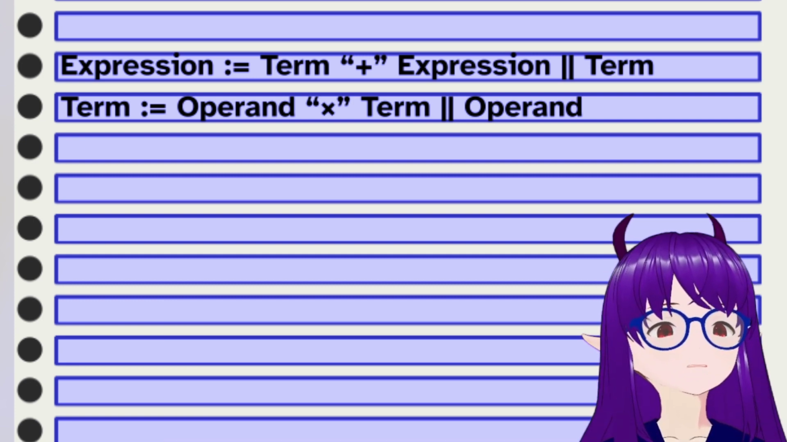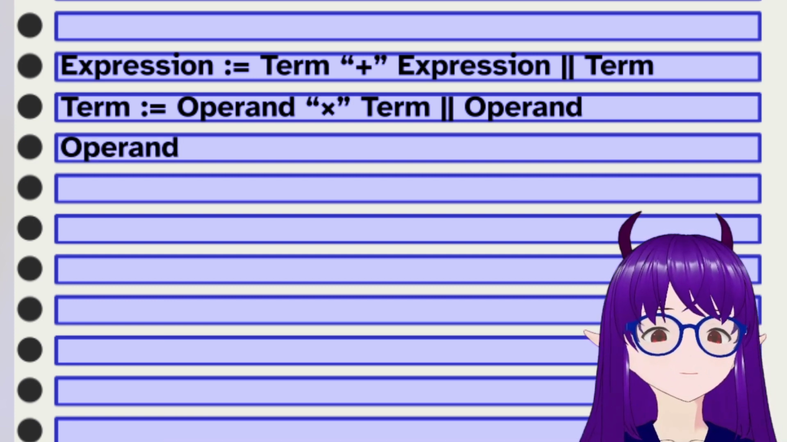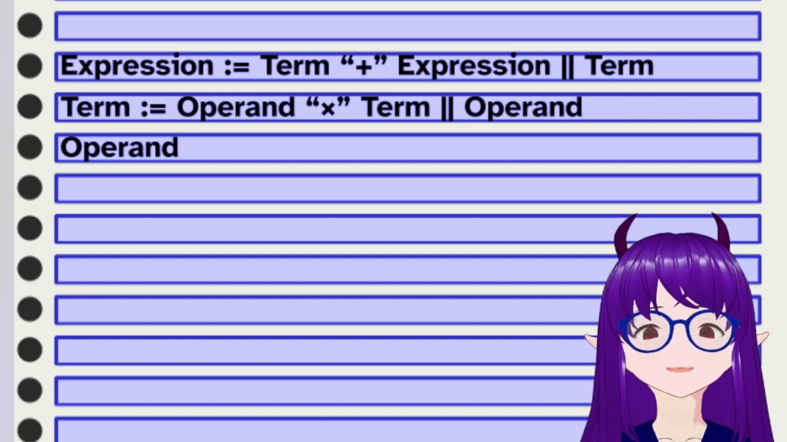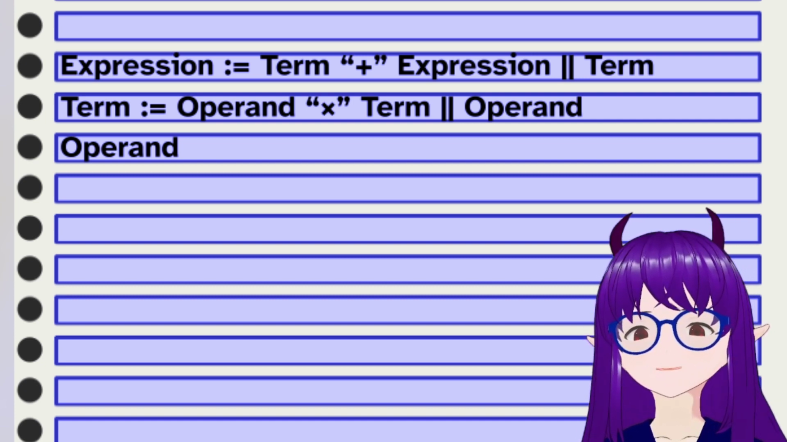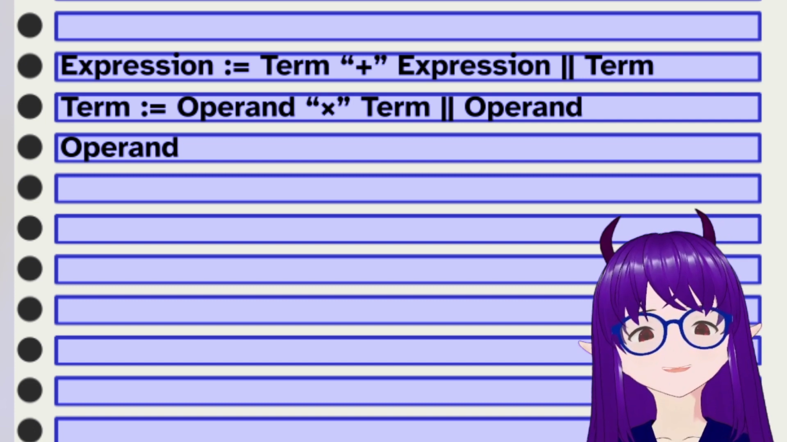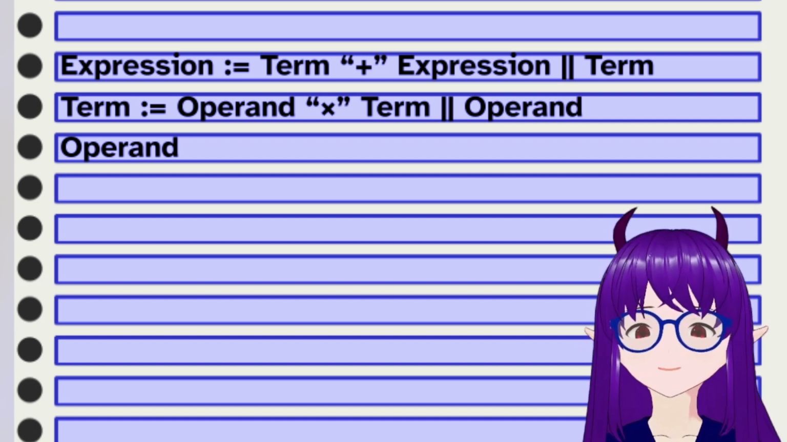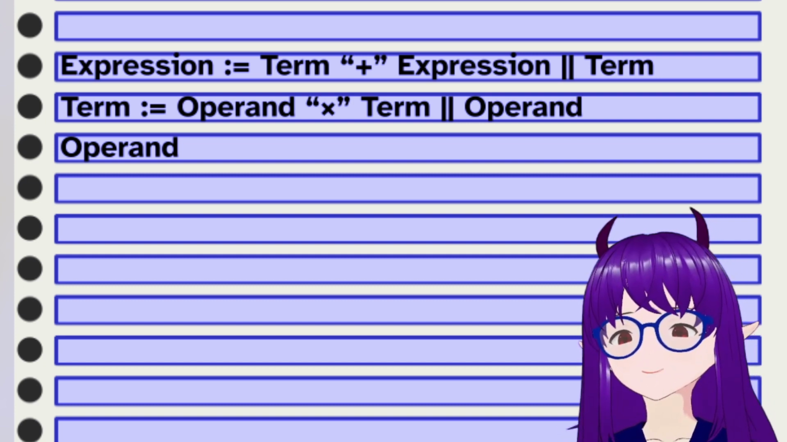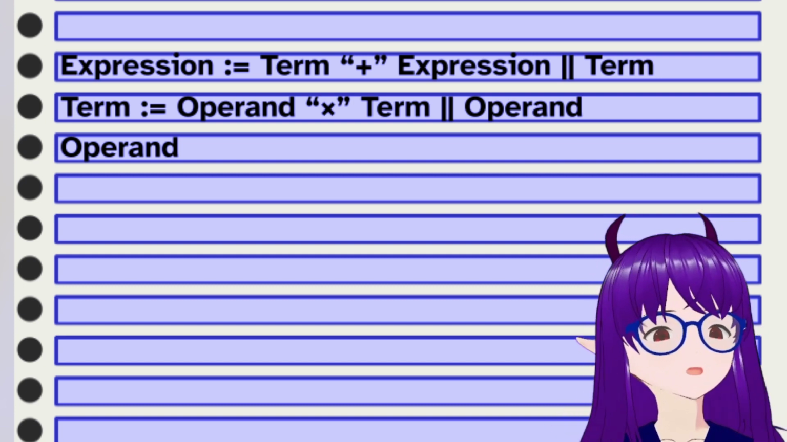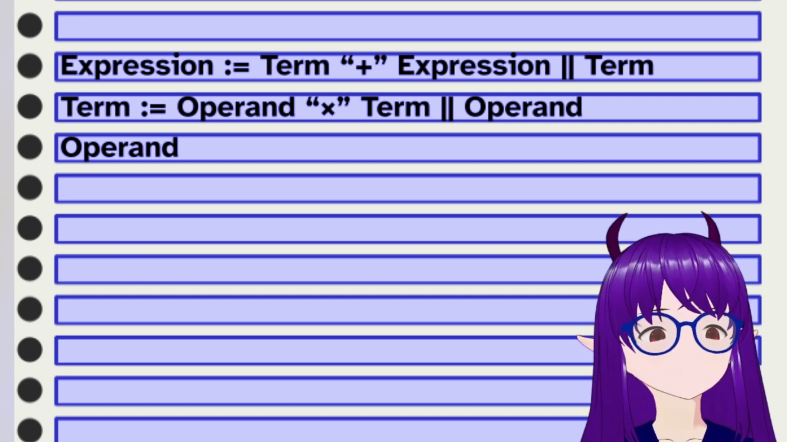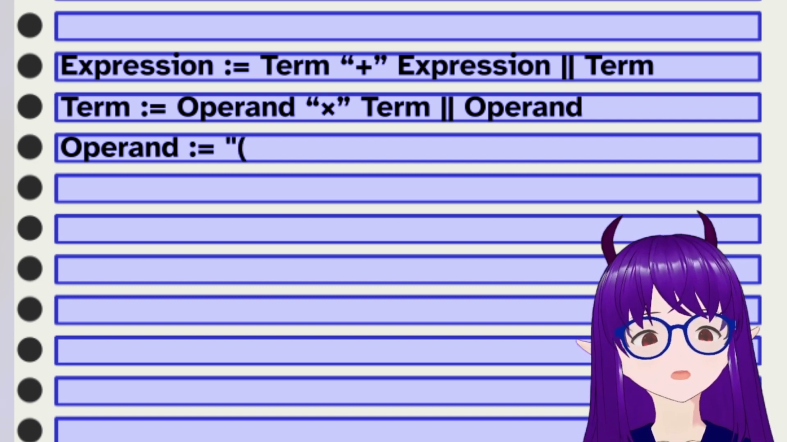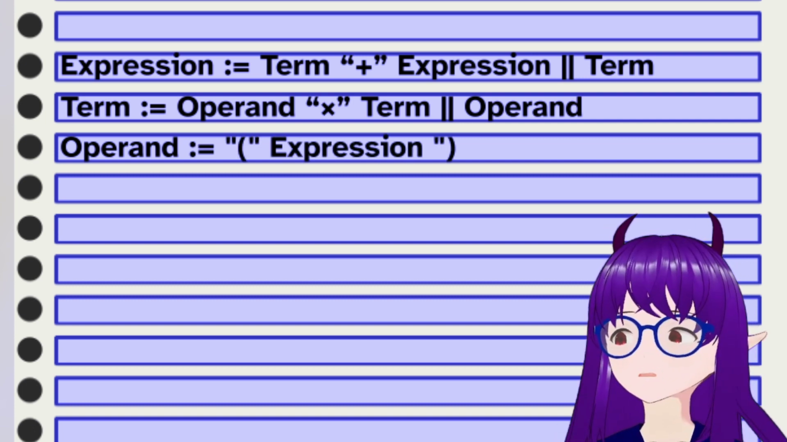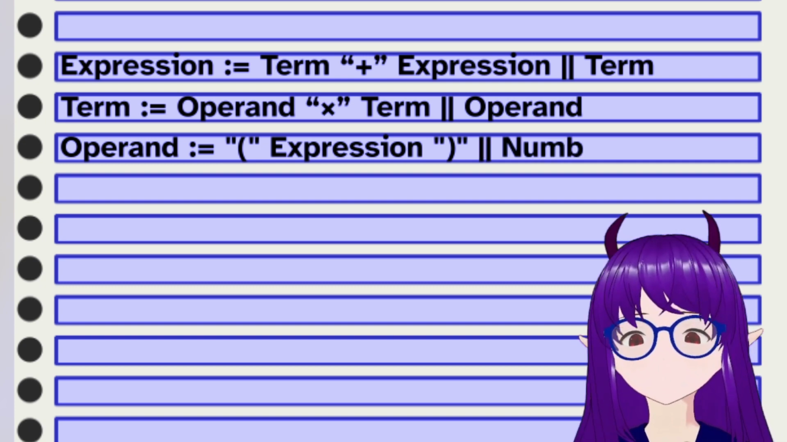At the lowest level, we have the operand. Since brackets bind the tightest, we know that they must be down here. And since numbers can't syntactically be split up, we know that they have to exist at this level as well. So we can say operand equals open bracket, expression, close bracket, or number.